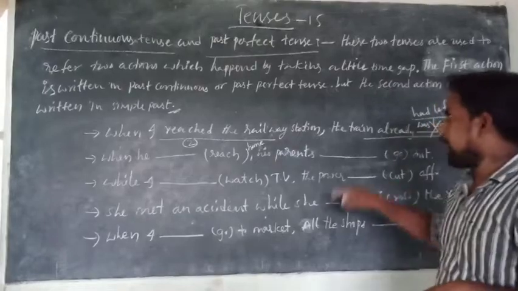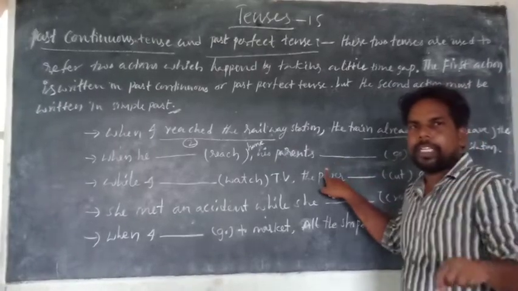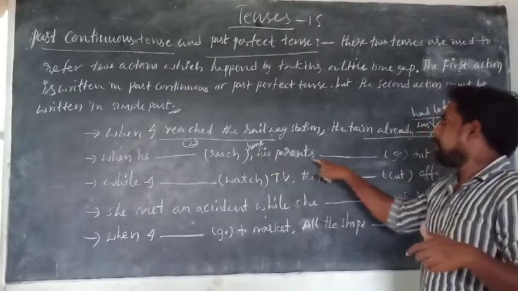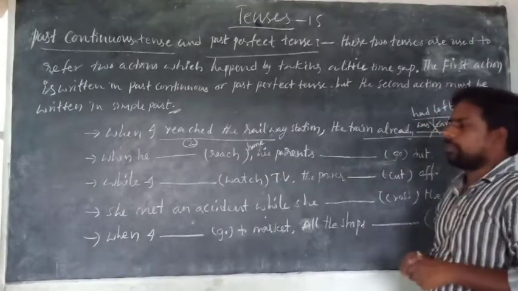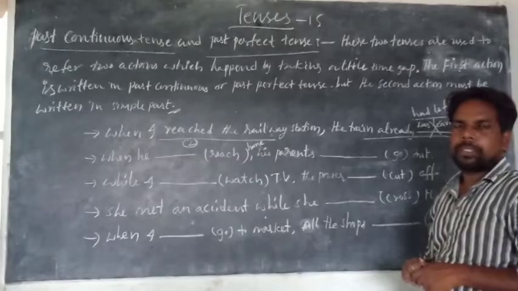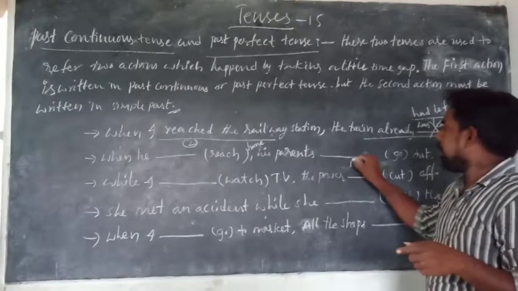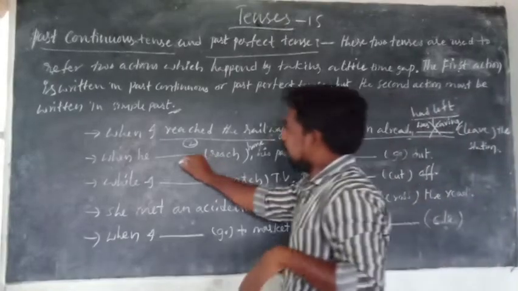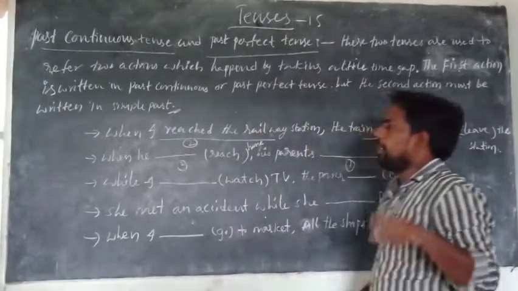Is it clear? Depending on the meaning, we have to find out what happened first and what happened second. So, when he reached his home, his parents had gone out. What is the first happened action? The parents going out. The second happened action is you reaching your home.